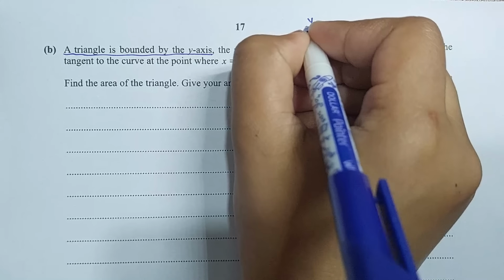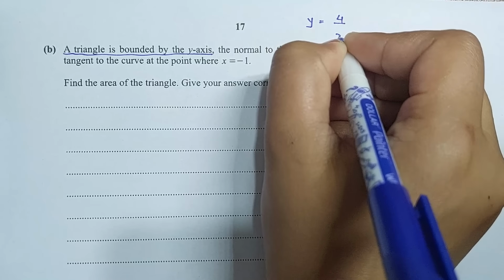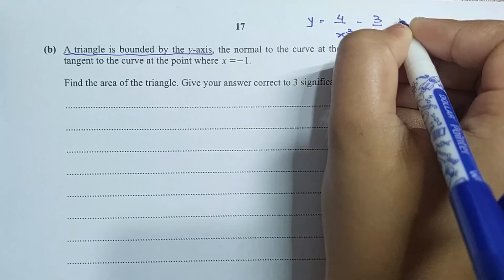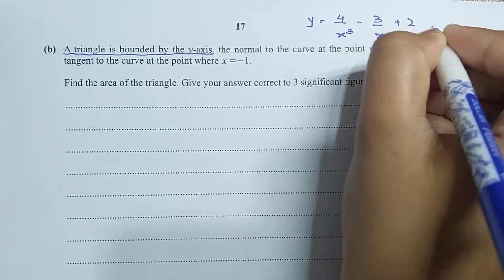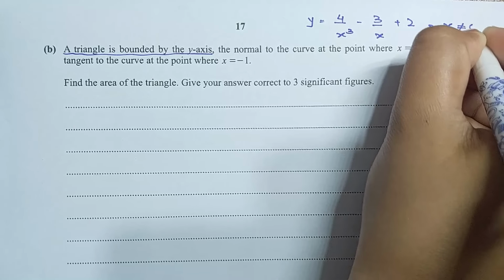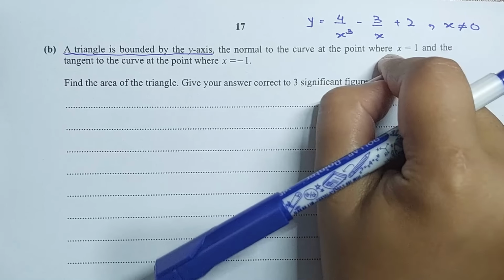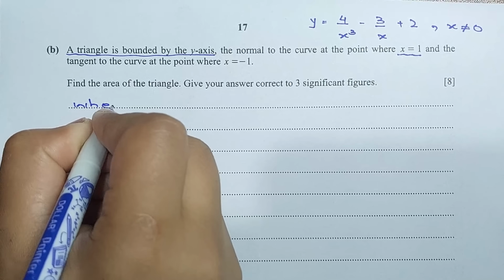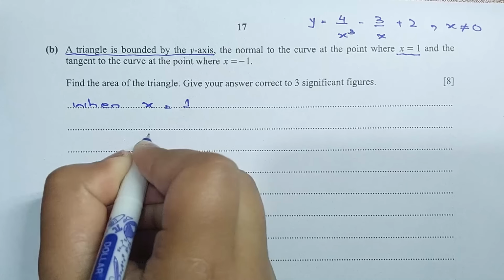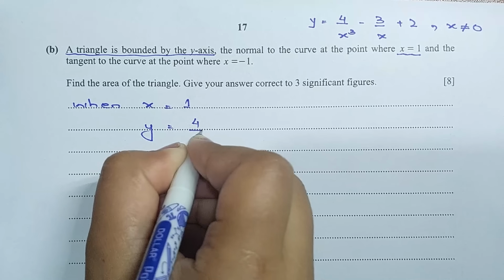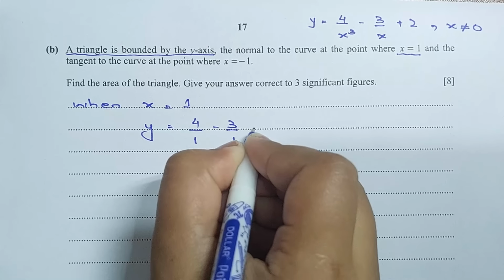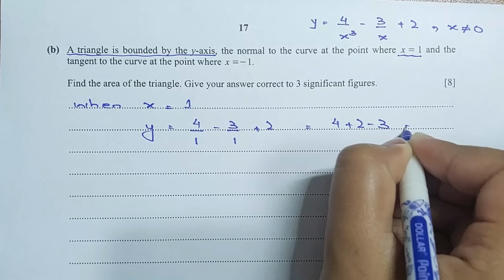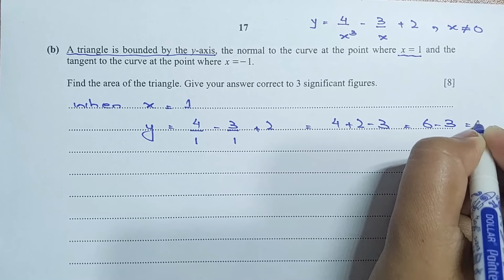The curve is y equals 4 over x cubed minus 3 over x plus 2, where x is not equal to 0. Okay, the normal to the curve at a point where x is equal to 1. So when x is equal to 1, what is the y value? The y value should be 4 over 1 minus 3 over 1 plus 2. So this is 4 plus 2 minus 3. This would be 6 minus 3, and this would be equal to 3.